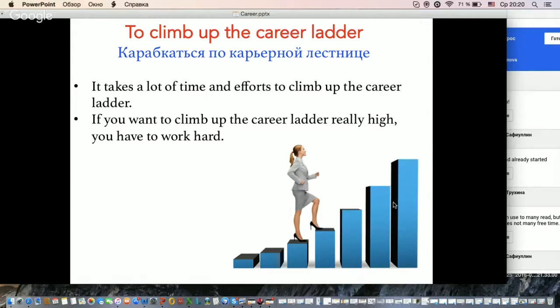And now some phrases. To climb up the career ladder – это то, что мы называем в русском языке карабкаться по карьерной лестнице. It takes a lot of time and effort to climb up the career ladder. Требуется очень много времени и усилий, чтобы взойти по карьерной лестнице. If you want to climb up the career ladder really high, you have to work hard. Если ты хочешь вскарабкаться по карьерной лестнице действительно высоко, то тебе нужно усердно трудиться.